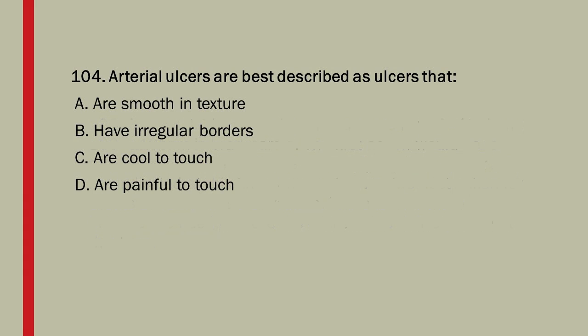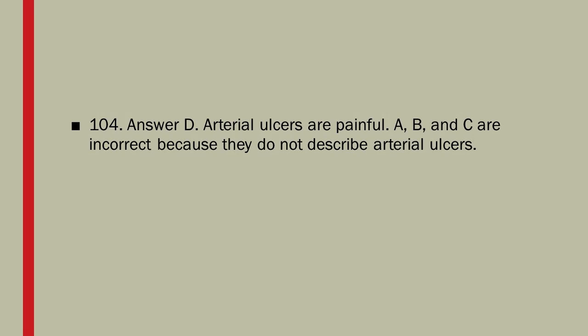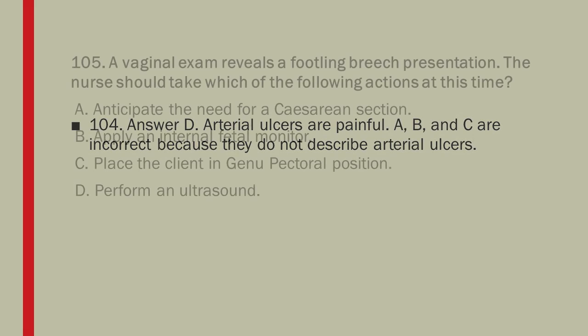104. Arterial ulcers are best described as ulcers that A. Are smooth in texture. B. Have irregular borders. C. Are cool to touch. D. Are painful to touch. 104. Answer D. Arterial ulcers are painful. A, B, and C are incorrect because they do not describe arterial ulcers.